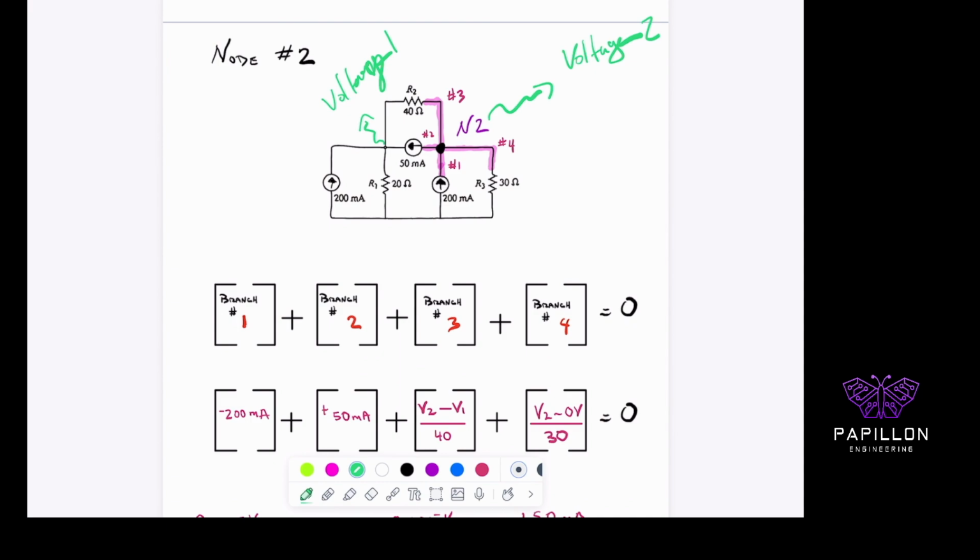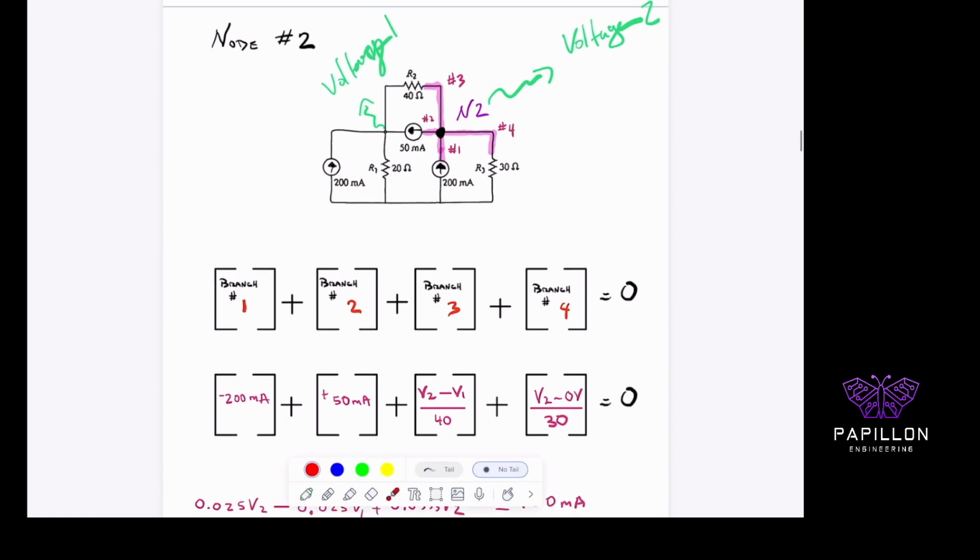So with this one over here, what's important again is that our currents that are entering the node are going to be negative, right? So you see here that we have a minus 200. This is number one. The current's entering that node, so it's going to be a negative. The current is leaving this node for branch number 2, so it'll be a positive 50. And because we are in node 2, and we're trying to determine the potential difference between this end and this end of this branch, then it's going to be V2 minus V1. That's the potential difference of those two, divided by the 40 ohm resistor, and that gives me back current.